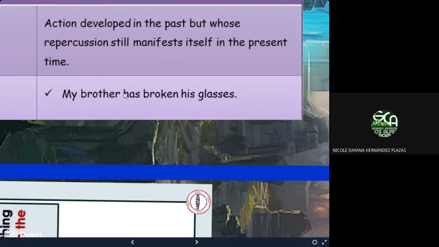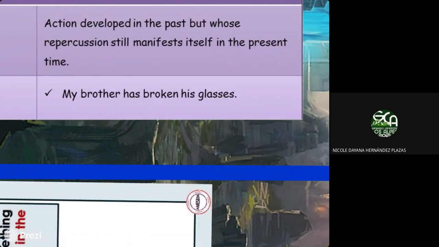Because this is the auxiliary verb, has broken. Mi hermano ha roto sus gafas. My poor brother can't see anymore. Okay? And that's it. Questions up to this point, guys?